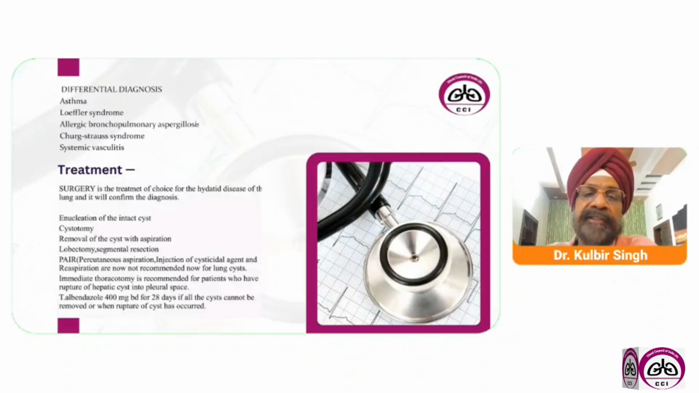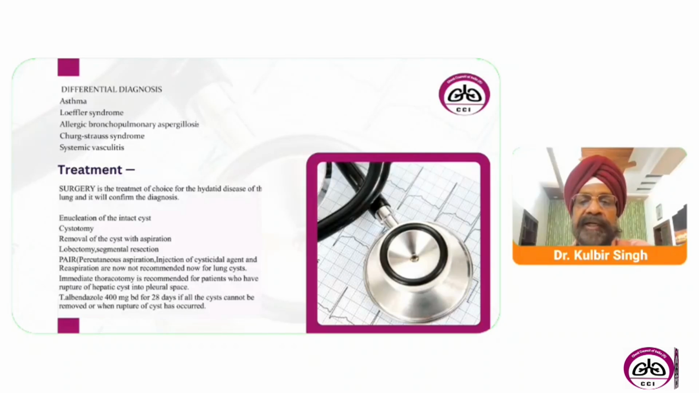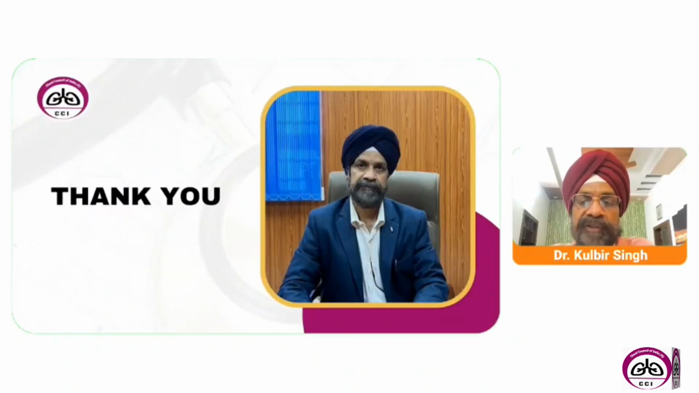It will confirm the diagnosis. Enucleation of the intact cyst, cystotomy, removal of the cyst with aspiration, lobectomy, and segmental resection can be done. PAIR, which is percutaneous aspiration, injection of cysticidal agent, and re-aspiration, is not recommended now for lung cyst. Immediate thoracotomy is recommended for patients who have rupture of hepatic cyst into pleural space. Tablet albendazole 400 mg BD for 28 days if all the cysts cannot be removed or when rupture of cyst has occurred.